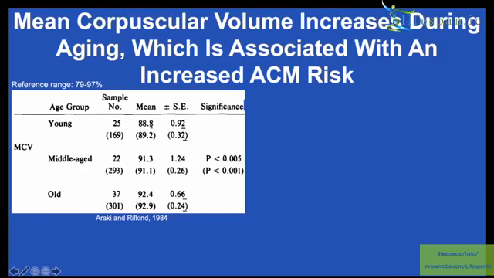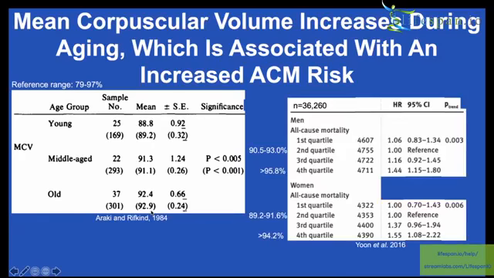When looking at the data longitudinally, we see that the MCV, mean corpuscular volume, increases from 88.8 all the way up to 92.4 in old. Now, looking at the data cross-sectionally, so just groups of young, middle-aged or old that were not tracked longitudinally, we see basically similar data. MCV increases during aging.